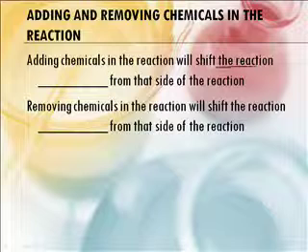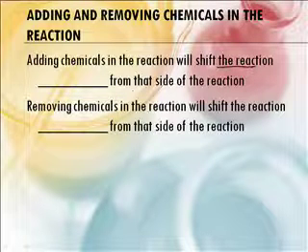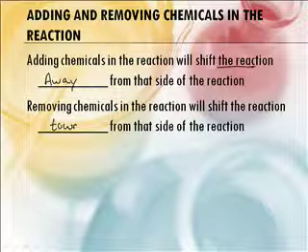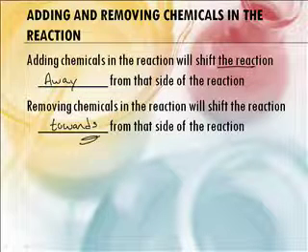All right, what if you add and remove chemicals in the reaction? Adding chemicals in the reaction will shift the reaction away from the side of the reaction where they were added. Removing chemicals will shift it towards that side. So this is actually what happens when we add and remove chemicals. This is very cool. So what I want to do now is a demo.